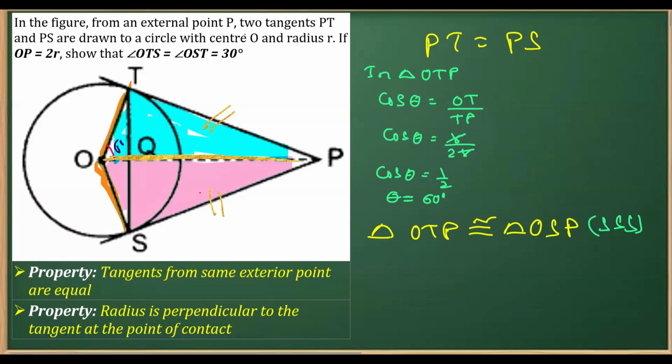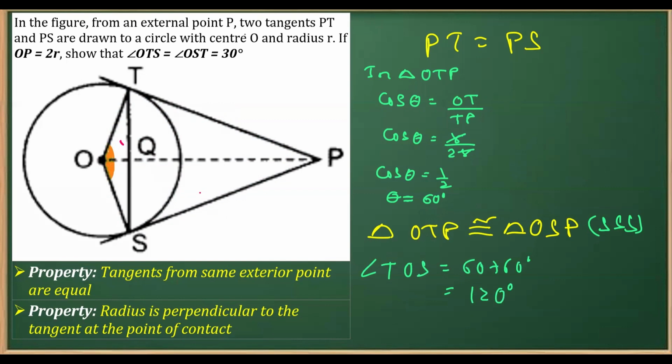Now, once you prove these two triangles congruent, then from CPCT you can write this angle as 60 degree. So 60 plus 60, that is 120 degree. Let me show you. This is 60, and therefore 60 plus 60 is 120 degree. So we got this angle. We have angle TOS is equal to 60 plus 60, that is 120 degree.